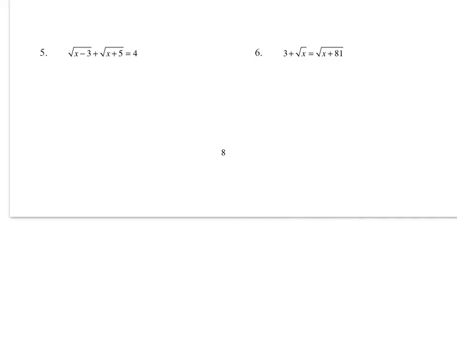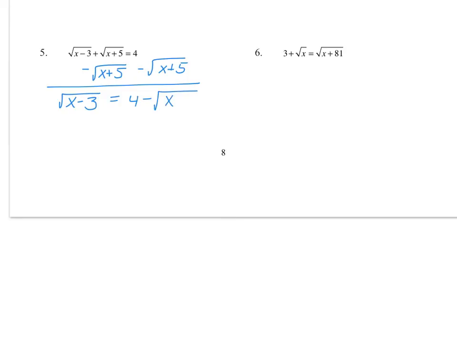So the object of the game is to isolate the radical. So the only thing I can think of doing would be to move one of the radicals to the other side. So I'm going to subtract radical x plus 5 on each side. So on the left, I get square root of x minus 3. On the right, I get 4 minus the square root of x plus 5. Well, I isolated at least one of the radicals, so I'm just going to continue on and do what I know to do. Once I isolate the radical, I'm supposed to square both sides of the equation.